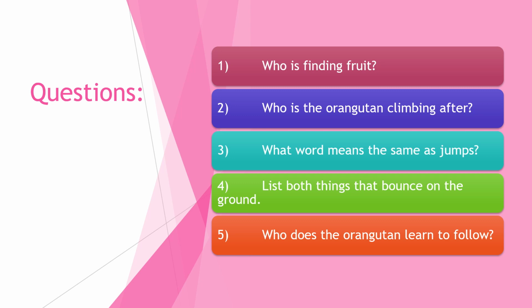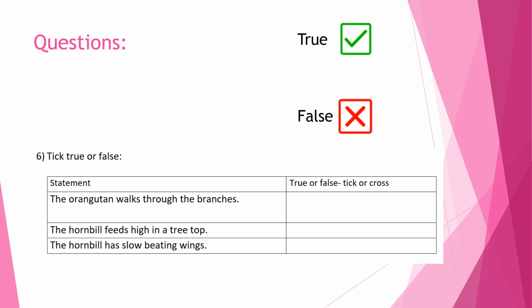Number 4, list both things that bounce on the ground. Now I'm going to give you a little clue for this one. It's 2 types of fruit. And number 5, who does the orangutan learn to follow? For this question, you will need to read through the statements and then compare them with the passage that you've just read to check whether they are true or false.